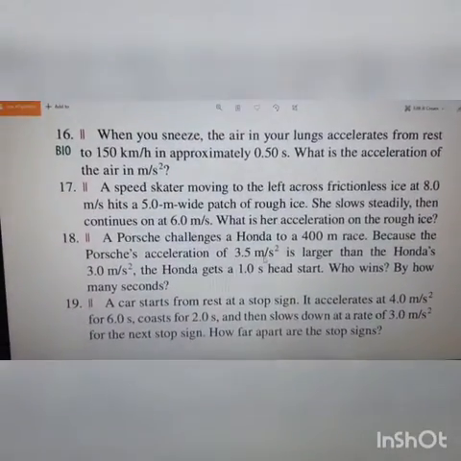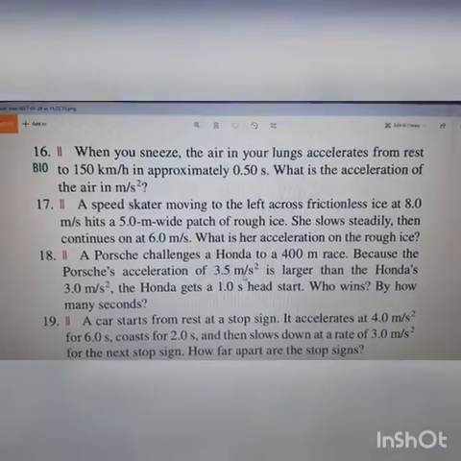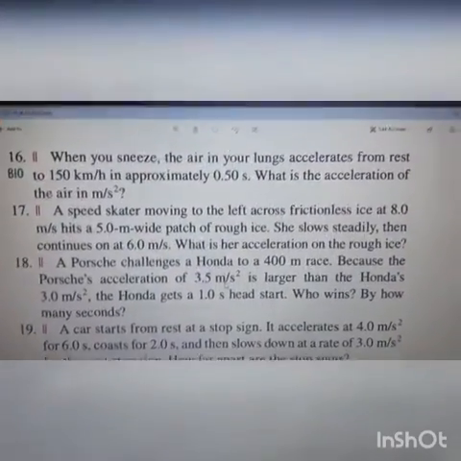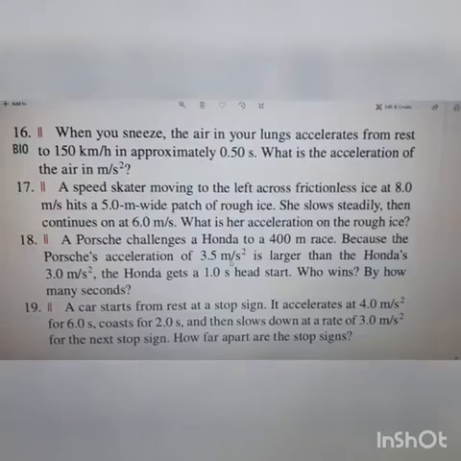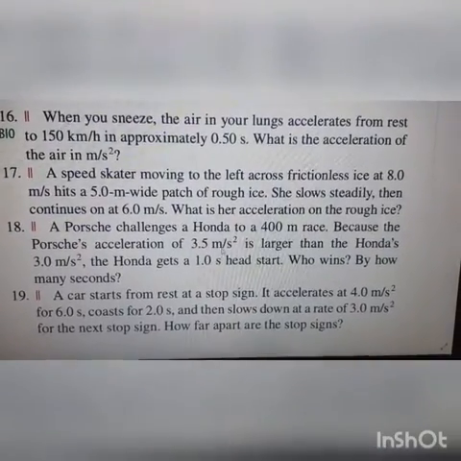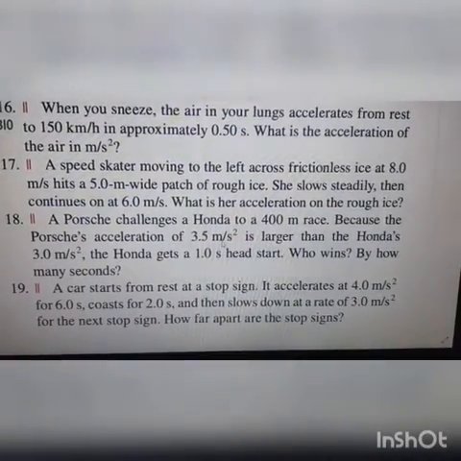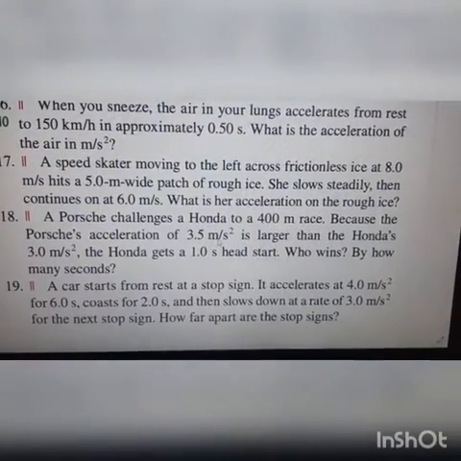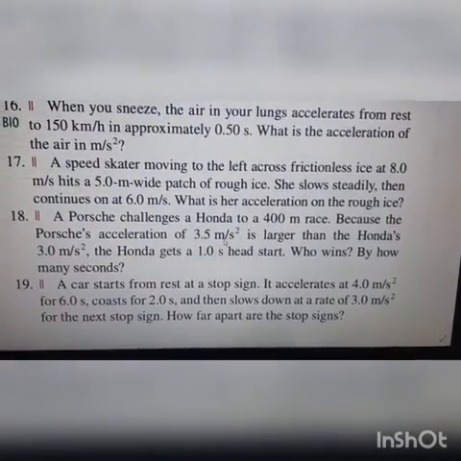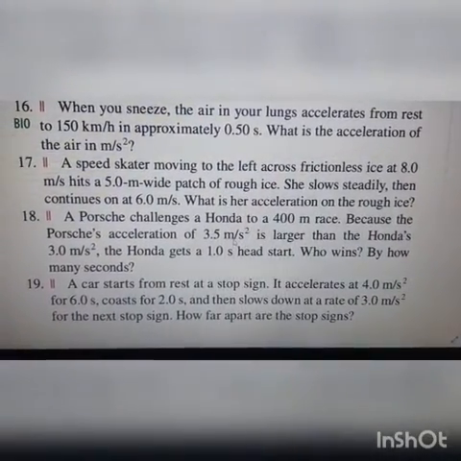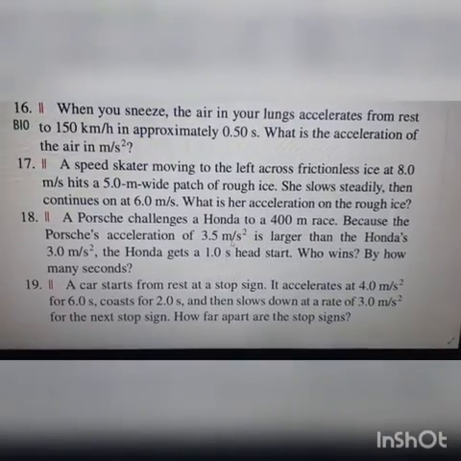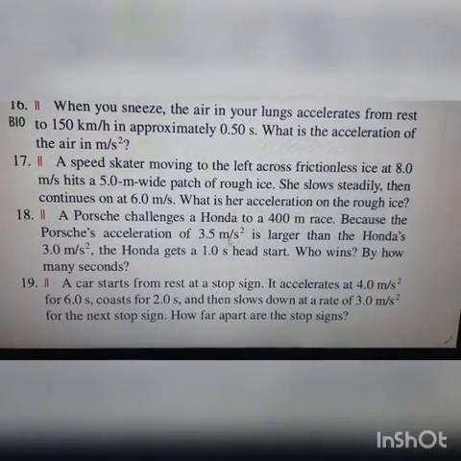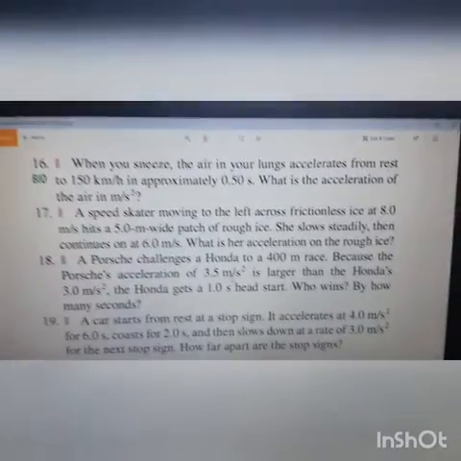A Porsche challenges a Honda to a 400 meter race because the Porsche's acceleration of 3.5 meter per second squared is larger than the Honda's 3 meter per second squared. The Honda gets a 1 second head start. Who wins by how many seconds? Okay, let's solve.